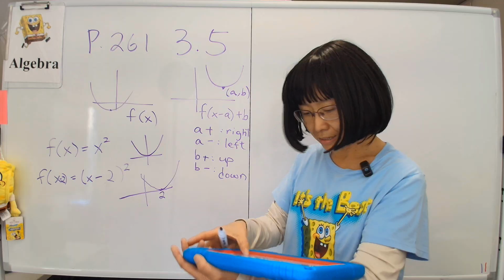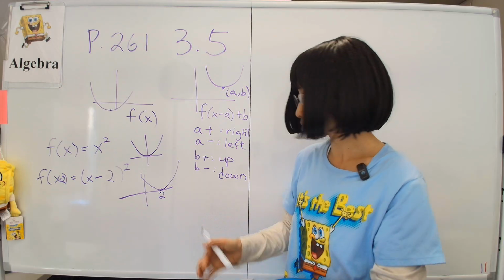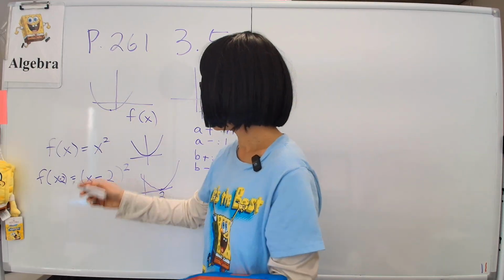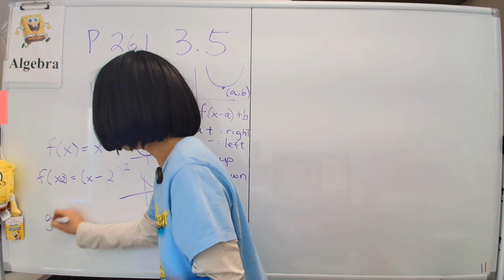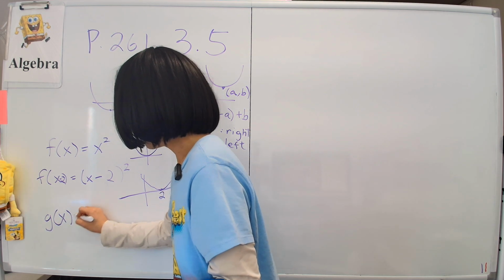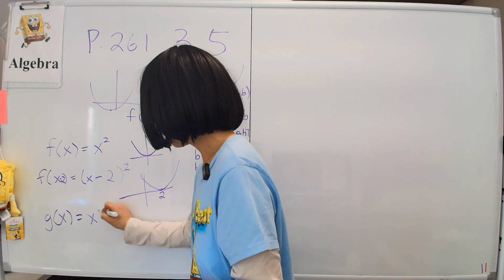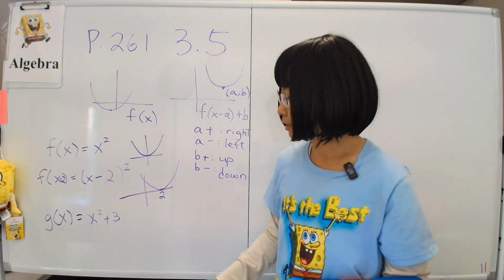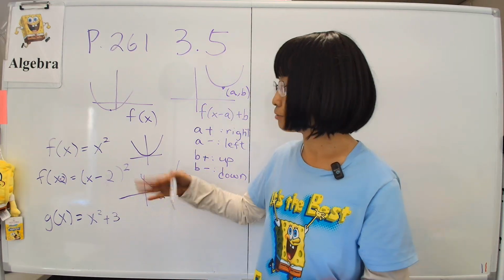Now the next example I want to talk about is, what if we want to move it up and down? For example, what if we have a different function? Let's call it g of x. g of x is just equal to, say, x squared plus 3. We want g of x to be the same as f of x, except you've got 3 more. So what would the graph look like?